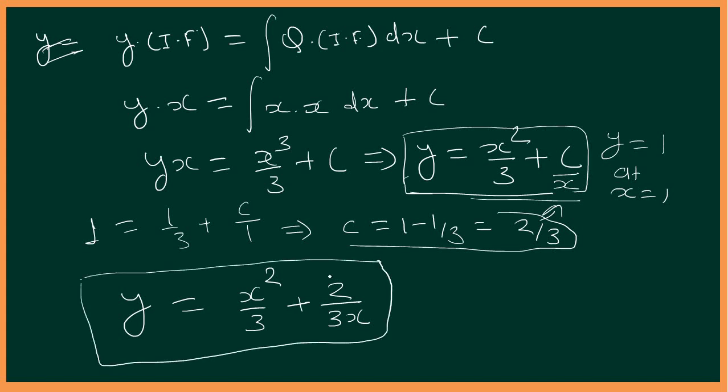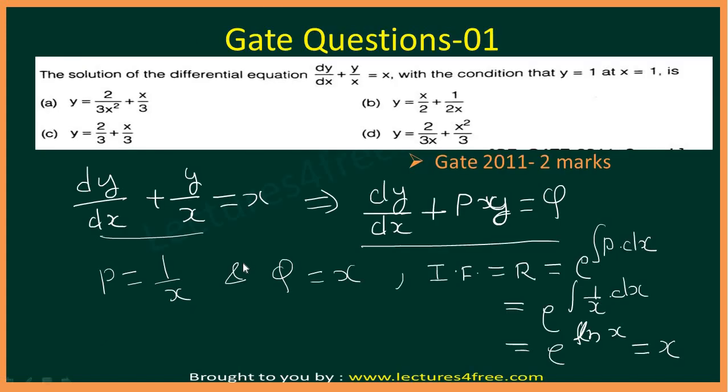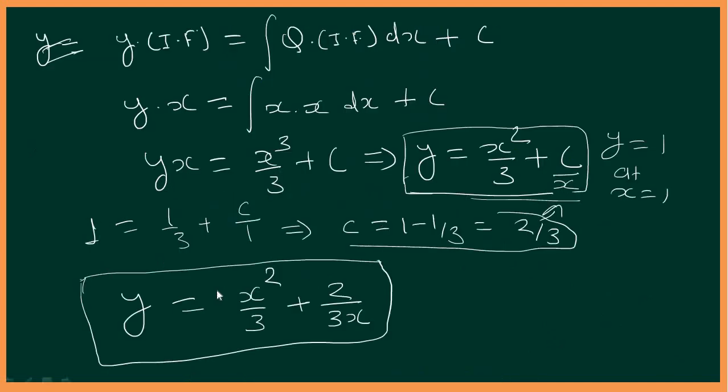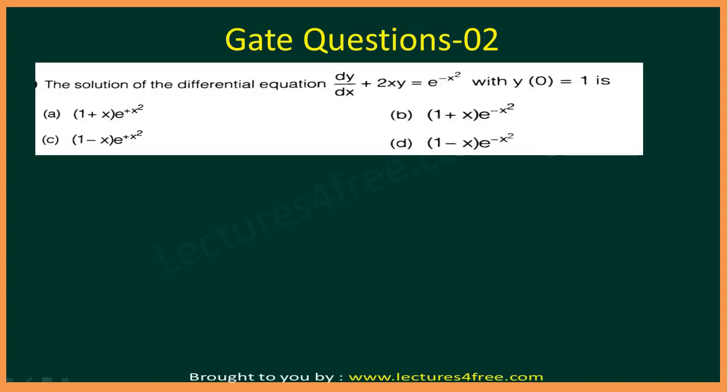Now see the options, in which option you are getting this answer. As you can see, option D is the right option because you are getting the same answer. So the answer of this question will be option D. Okay, so let's see the next question.